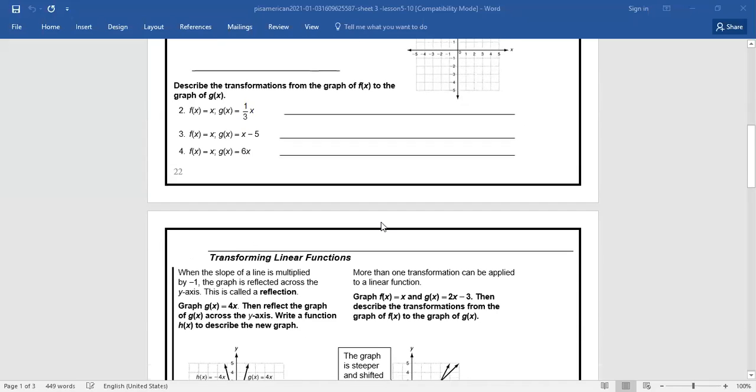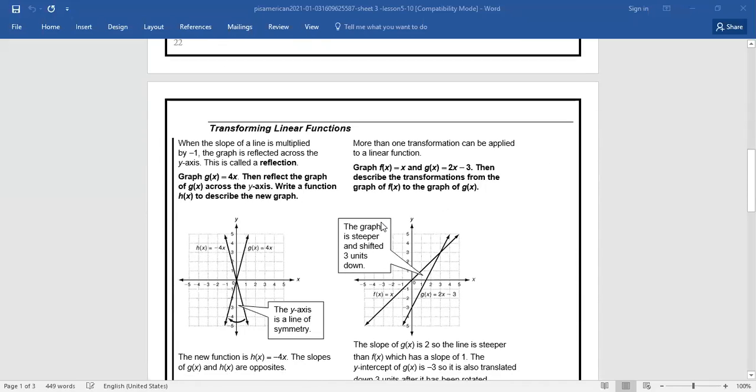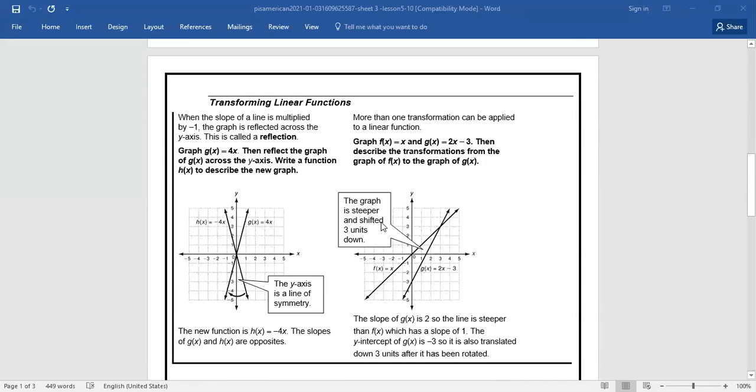Okay, let's continue. What about rotation? What do you know? Rotations have different slopes, and they don't have a y-intercept. If the slope is bigger than 1, the line will be steeper. If it's less than 1, the line will be less steep. Okay? Let's move to the third type of transformations.